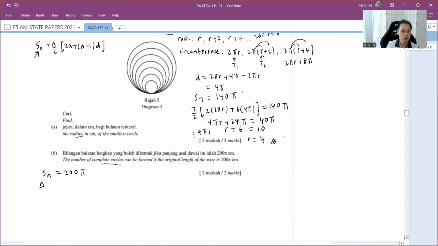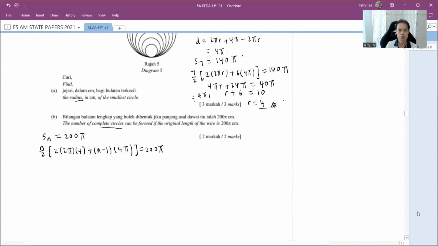So let's use n over 2 bracket 2a. My a is now 2 pi r, and I know my r is 4. So we take 2 of 2 pi r, my r is now 4, plus n minus 1. Common difference is also 4 pi. The result is 200 pi.